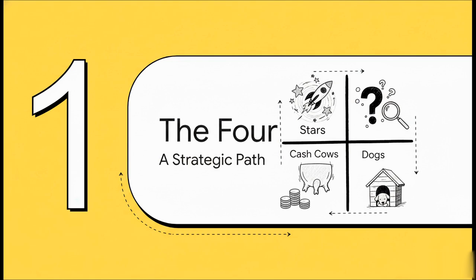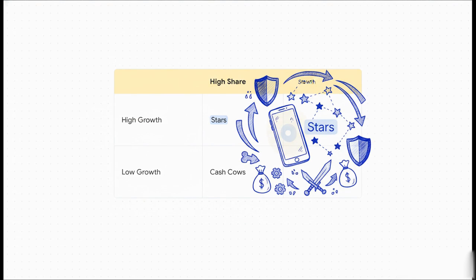Let's break them down. First up, in the top left, we have the stars. These are the rock stars of your product line. They have a high share of a market that's growing fast. Think about a brand new must-have smartphone right after it launches. Stars bring in a lot of cash, but they also need a ton of investment to keep that growth going and to fend off the competition.